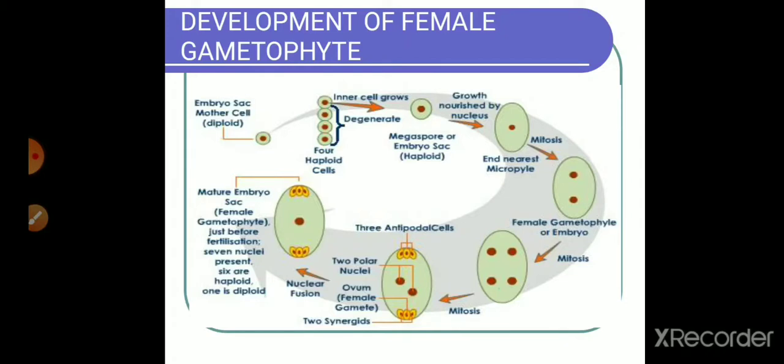Out of these eight nuclei, three lie at the micropylar end, called the egg apparatus. At the opposite end, the chalazial end, there are three antipodals, and one nucleus from each pole comes to the center and they fuse to form the secondary nucleus. These two polar nuclei lie in the large central cell that is called the central cell. So the 7-celled and 8-nucleate stage is the final outcome of this development of the female gametophyte.